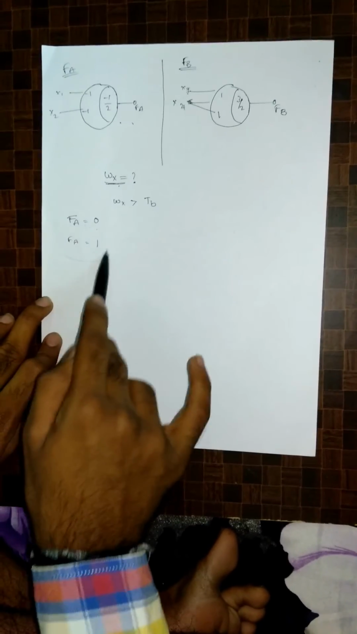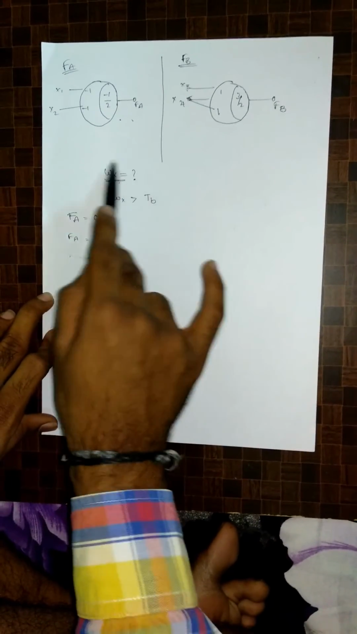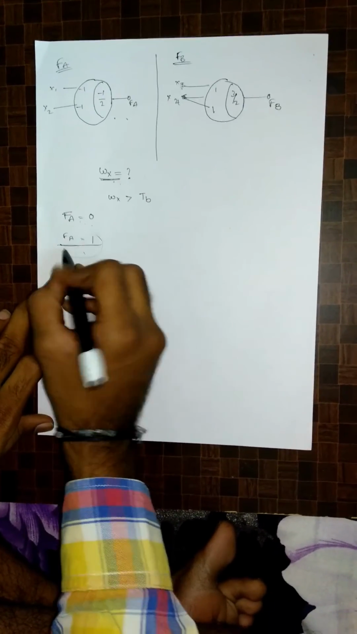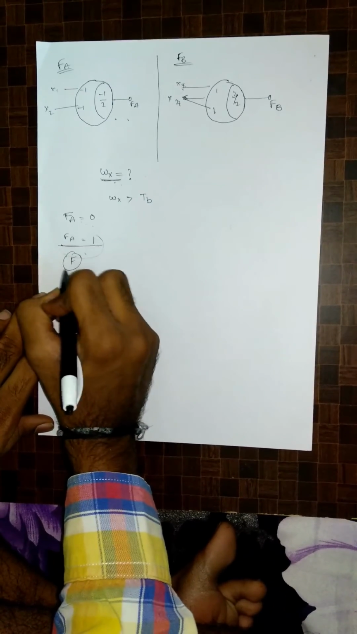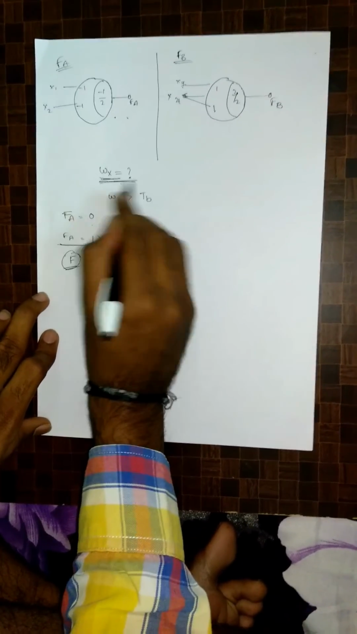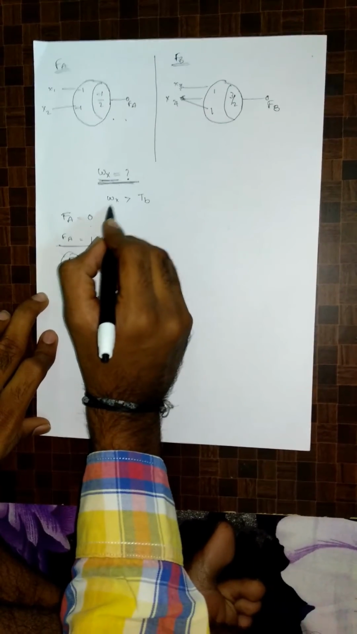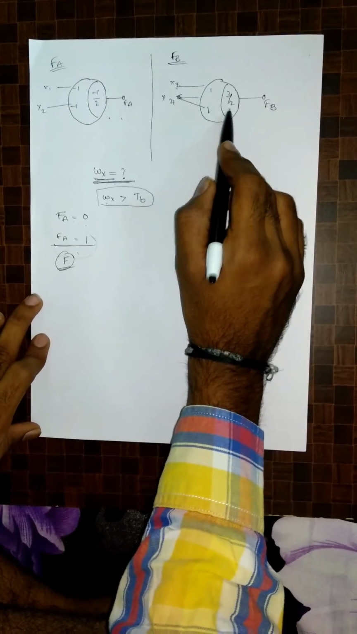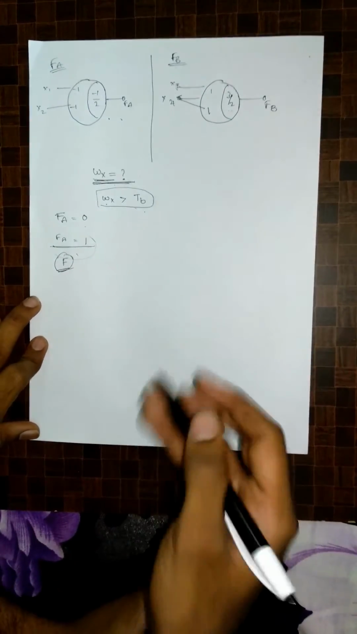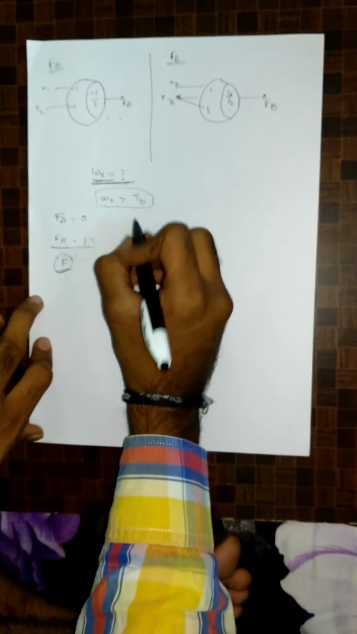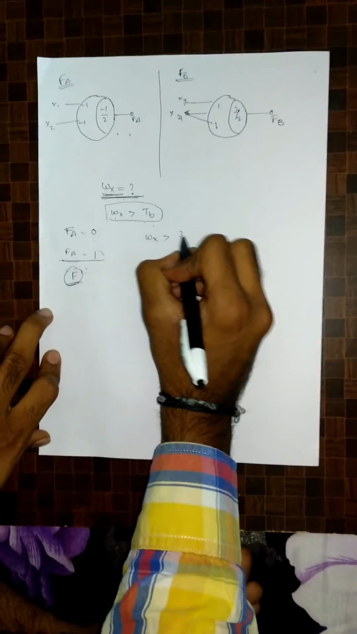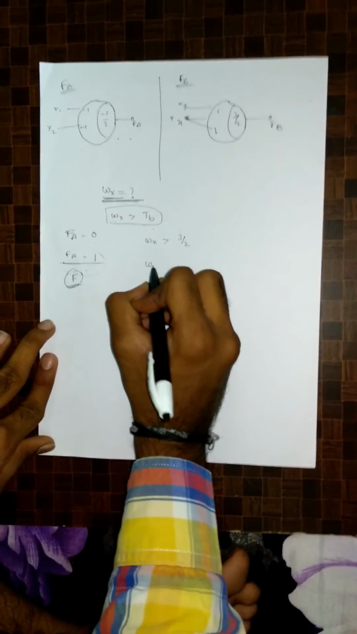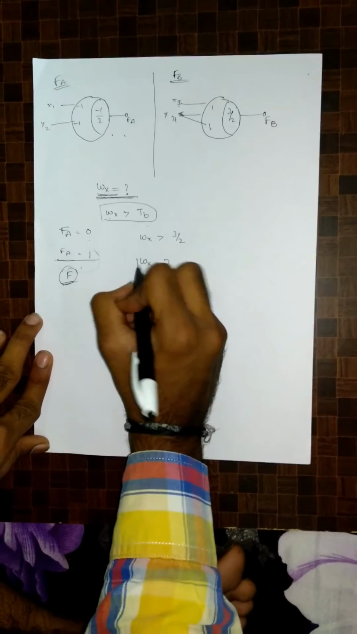So when the output of FA is equal to 1, the value of Wx becomes crucial in order to obtain the output F. We must calculate the value of Wx, and the value of Wx must be greater than the second T-gate threshold value, that is TB. As TB is 3 by 2, Wx must be greater than 3 by 2, which means 1.5. So here we can take the value of Wx as 2.